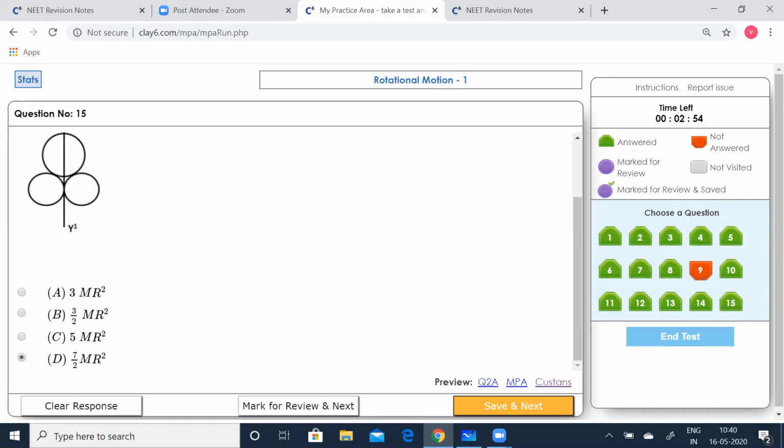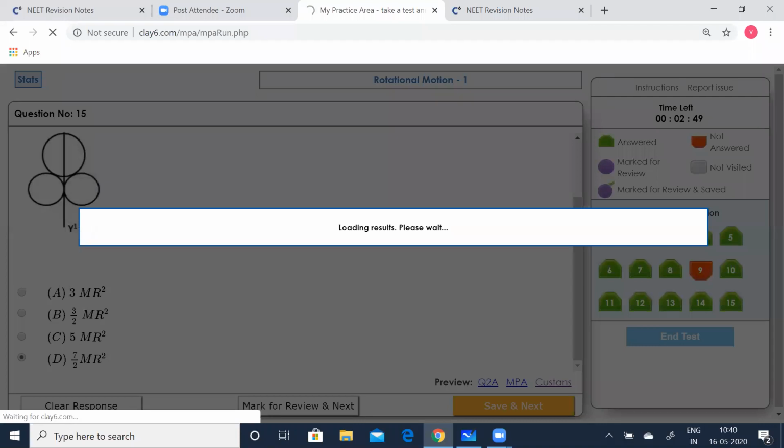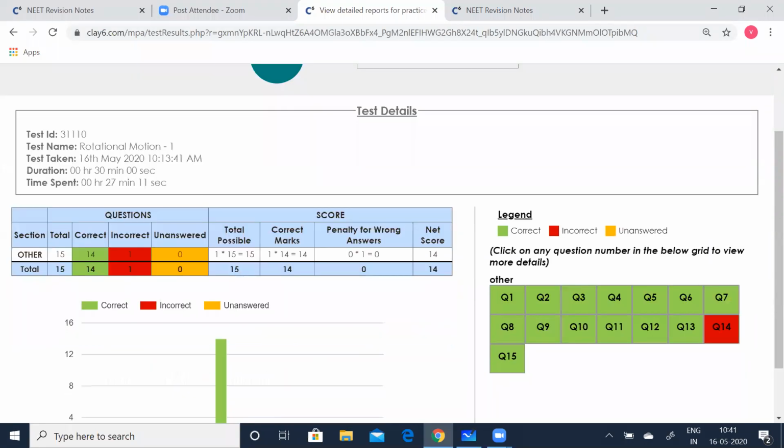Now that we have completed the test, we can end the test here. The results will be loading. Yeah, you can see the results. One was incorrect, it says, but the 9th one, some error was there, I think, but the answer is correct. You can as well check which answer. The green one says they are correct answers, and unanswered, we have answered every question. So it is going to be everything in green.